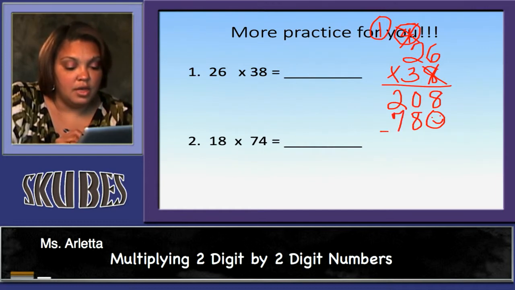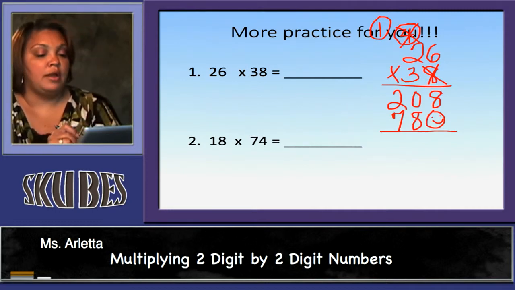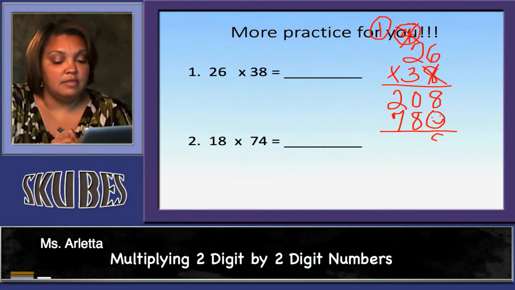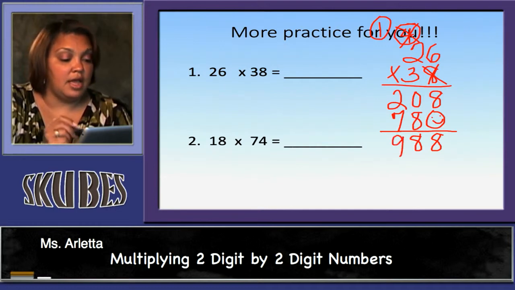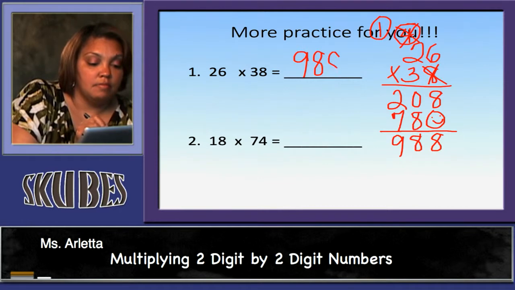If you notice, I am writing the numbers, lining them up right underneath each other. Now I can add. 8 plus 0 is 8. 0 plus 8 is 8. And 2 plus 7 is 9, which gives you an answer of 988.